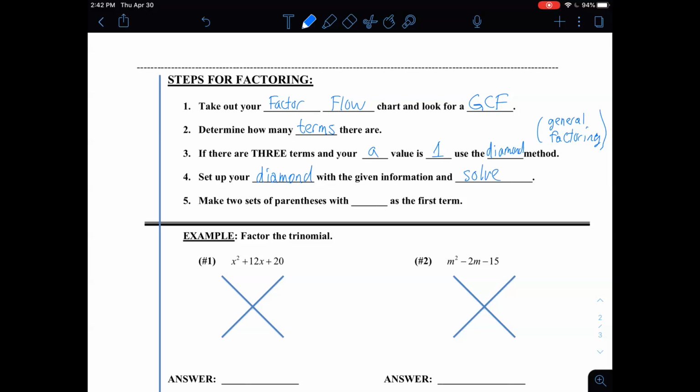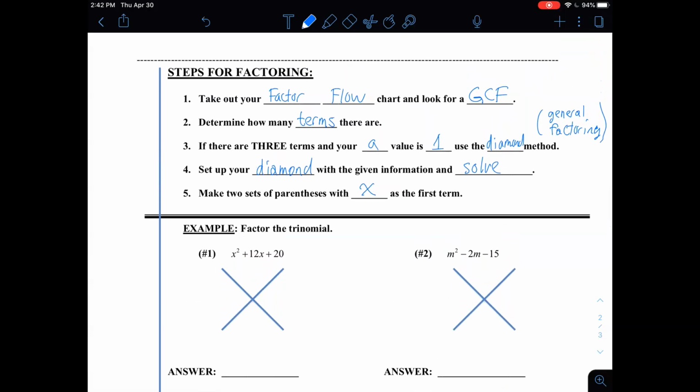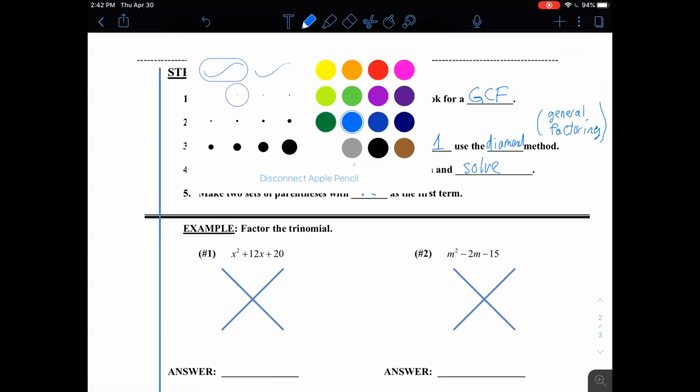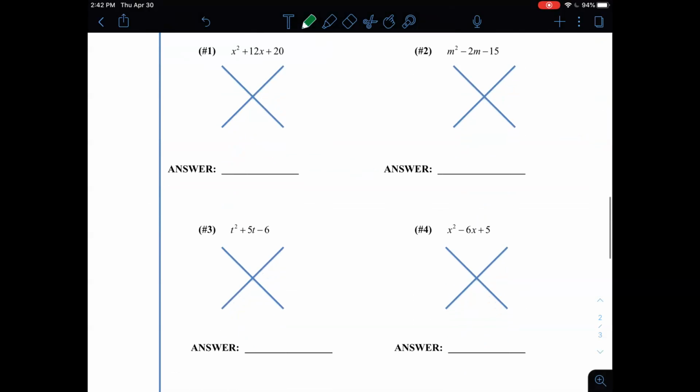Okay. And then the last step is to make 2 sets of parentheses with X as the first term. Or M or whatever we're using. You can see we have M, we have T down here. So whatever variable you're using, you would use that. Okay? All right.